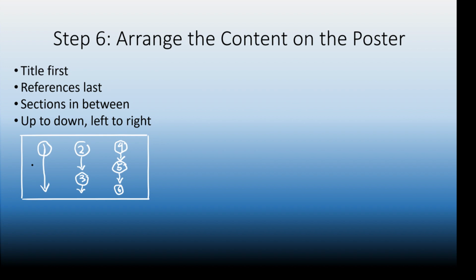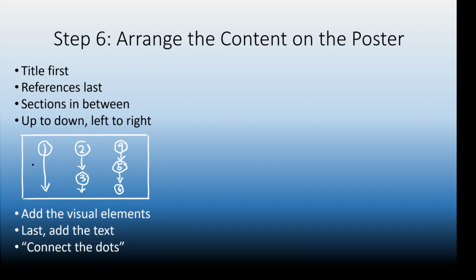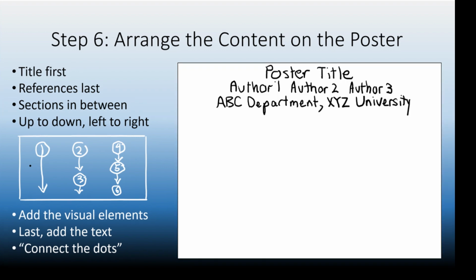Here's how 6 section captions might be arranged in a top to bottom design, with the 6 representing the references. Now insert each visual element into the right section. Then add the text to tie everything together. Let's take a look at how this process could work for a whole poster.